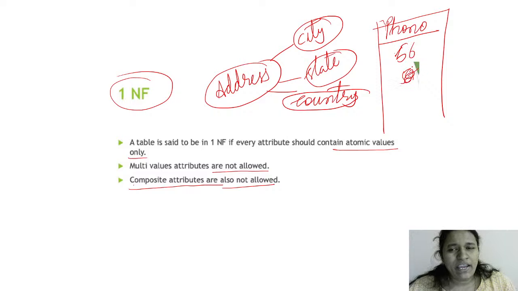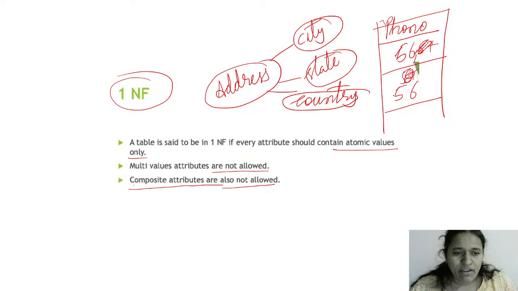That we cannot write in a single cell. That is called the first normal form. We have to delete one phone number and make a separate column for each phone number. That is called 1NF. Multi-values are not allowed. Composite attributes are also not allowed in 1NF.